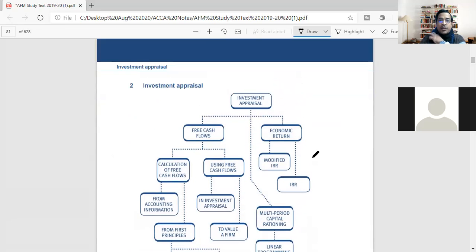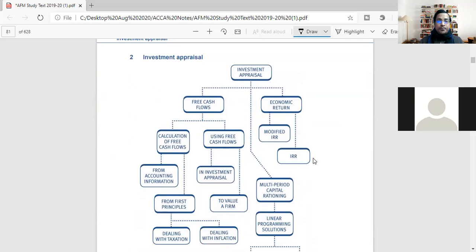So before we move to that section, let's just quickly talk about how it is related. Investment appraisal actually takes into account the free cash flow as well as the economic return. So here we will talk about the IRR immediately after the NPV. And when it comes to the free cash flow, this is about the calculation of the cash flow for the purpose of investment, and this is also used to calculate how much dividend will be left to distribute or how much free capital is there for investment into a new project. So this is the overall map.